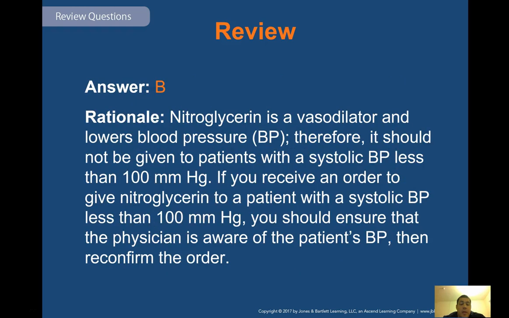B. Nitroglycerin is a vasodilator and lowers blood pressure. Therefore, it should not be given to patients with a systolic BP less than 100. So if you receive an order to give nitroglycerin to a patient with systolic blood pressure less than 100, you should ensure the physician is aware of the patient's BP, then reconfirm the order. So remember, patient advocate, you want to let the physician know the patient's BP is too low. It goes against protocol. And then reconfirm the order.